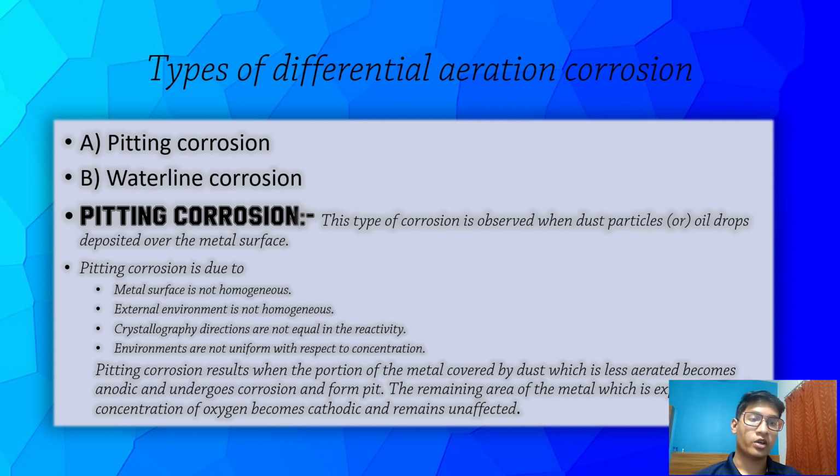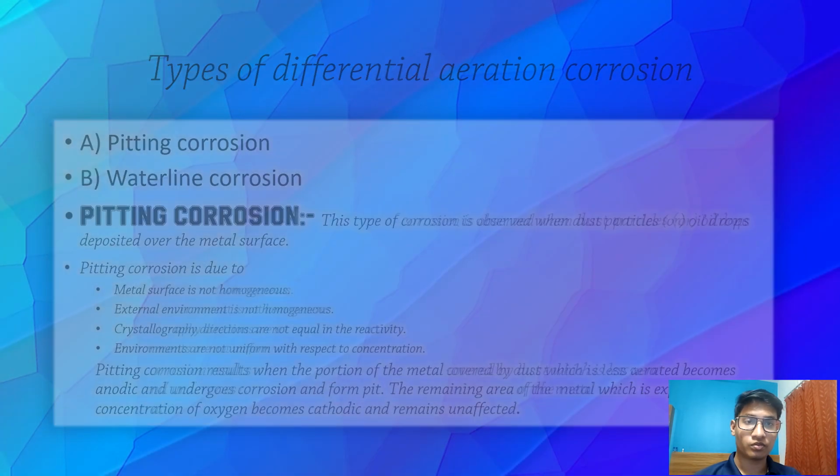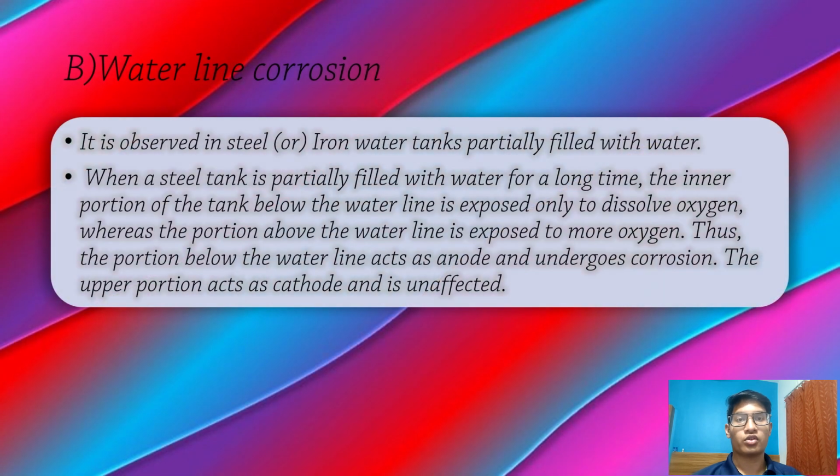Pitting corrosion results when the portion of the metal covered by dust, which is less aerated, becomes anodic and undergoes corrosion and forms a pit. The remaining area of the metal which is exposed to higher concentration of oxygen becomes cathodic and remains unaffected. Now, waterline corrosion.